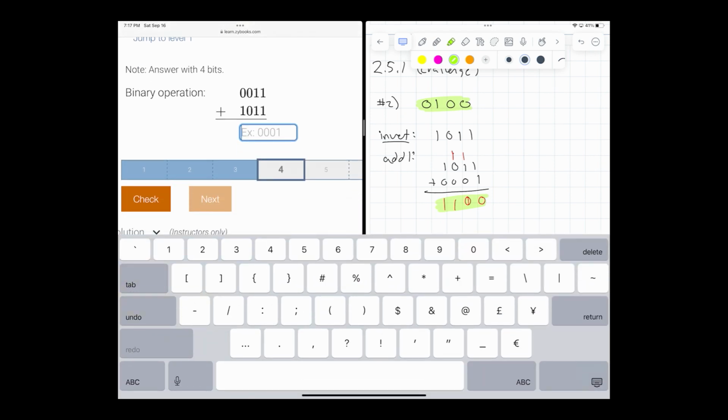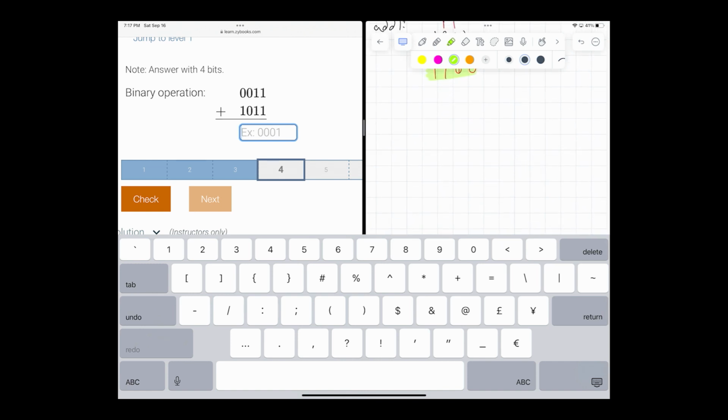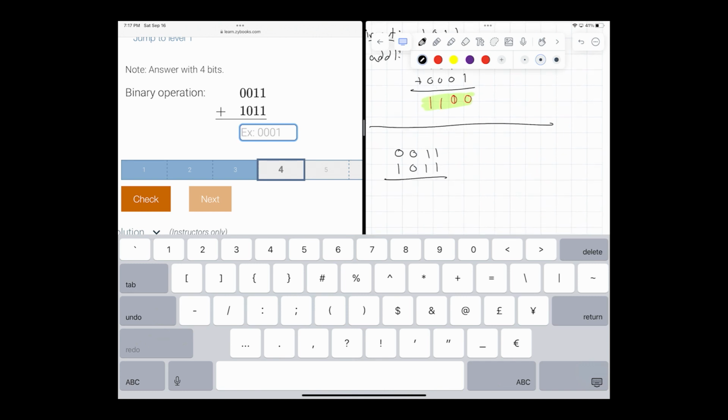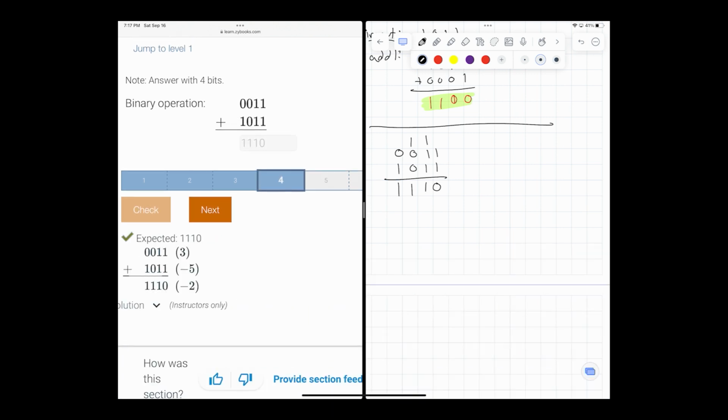Add. So this is just seeing if you can add. Not a lot to it. So 0, 0, 1, 1, 1, 0, 1, 1. Add them. 1 plus 1 is 0, carry 1. 1 plus 1 plus 1 is 1, carry 1. 1 plus 0 is 1. 0 plus 1 is 1. 1, 1, 1, 0. And then it wrote them as decimal numbers. So in 2's complement, what it was doing there was 3 plus negative 5 is negative 2. Okay.